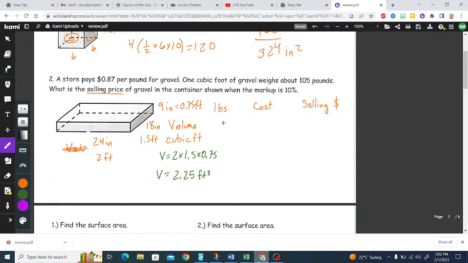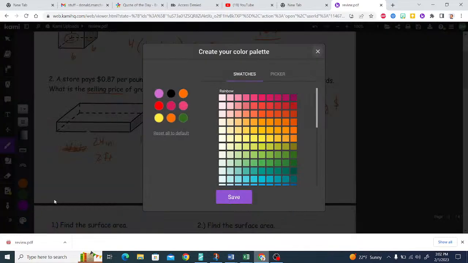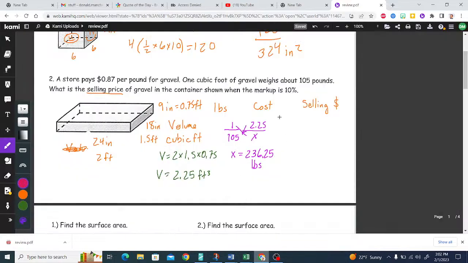We then needed pounds. So we had that 1 cubic foot is about 105 pounds. So we had 2.25 cubic feet, and we want to know how many pounds, so we cross multiply. And so that gave us 236.25 pounds. But then, we're not done yet, we need the cost. So the cost is 87 cents for every pound. So 87 cents times 236.25, that we found out was $205.54.